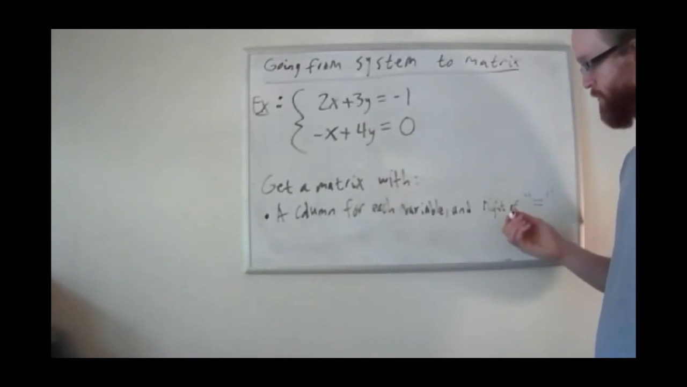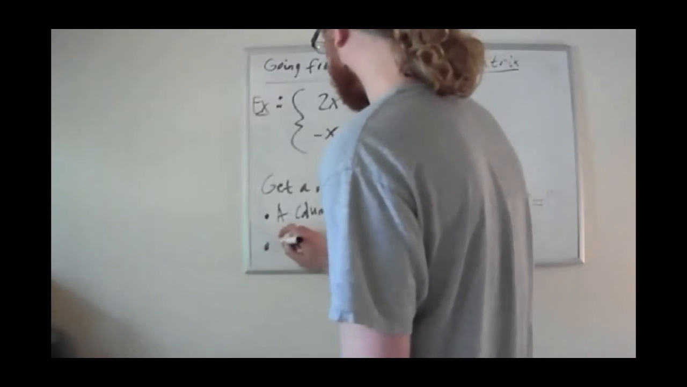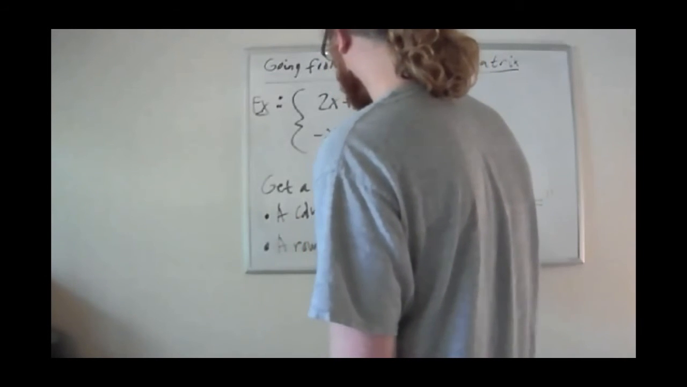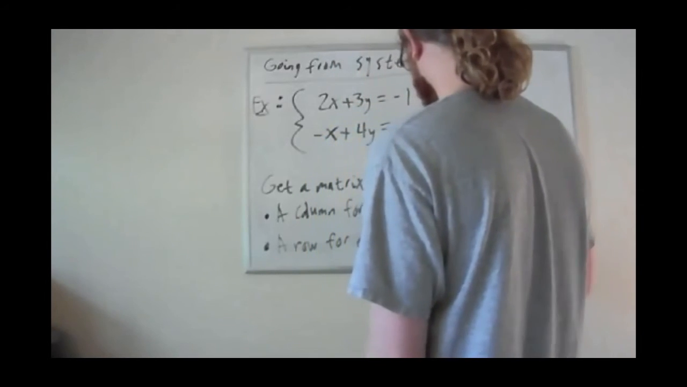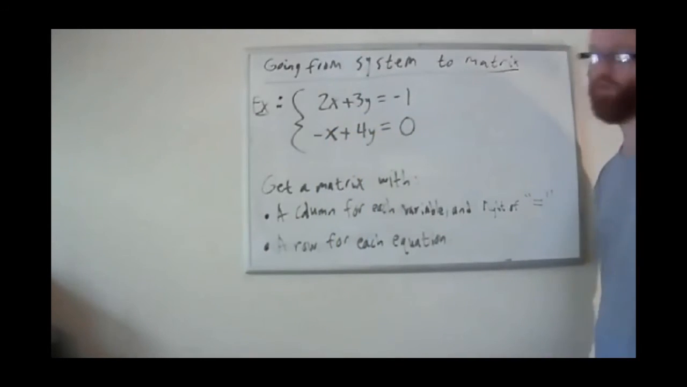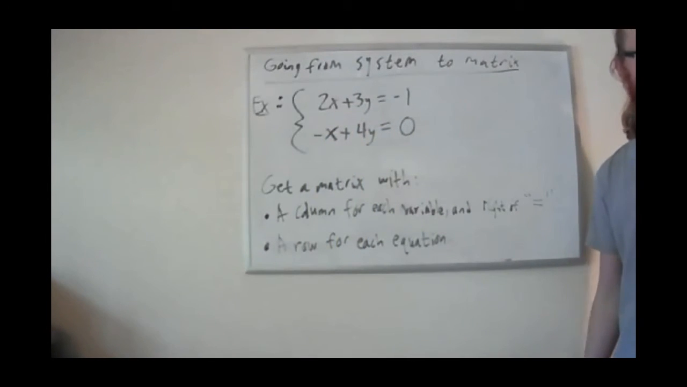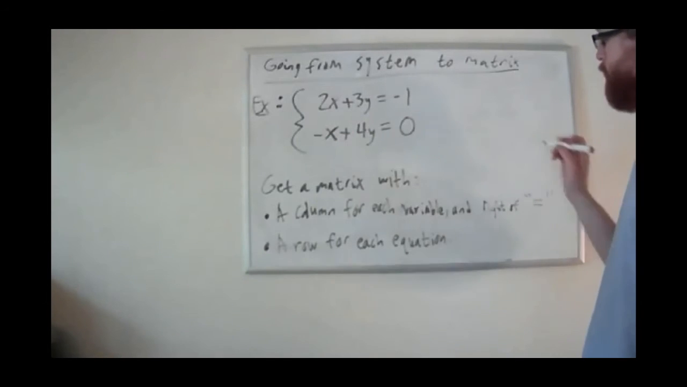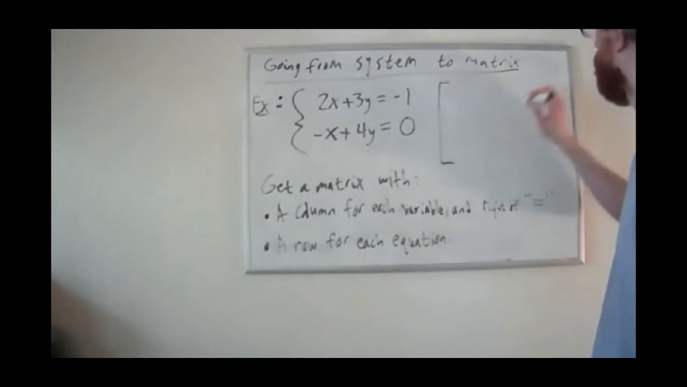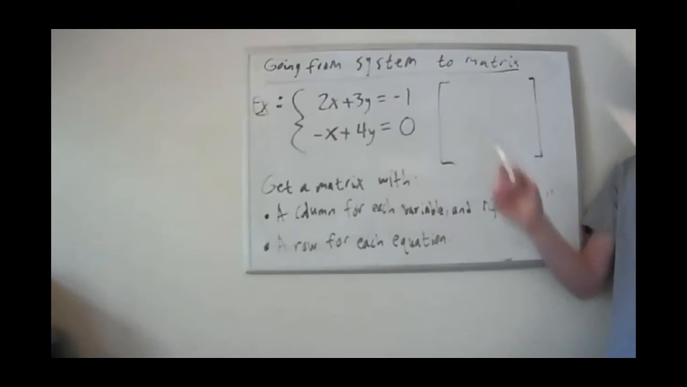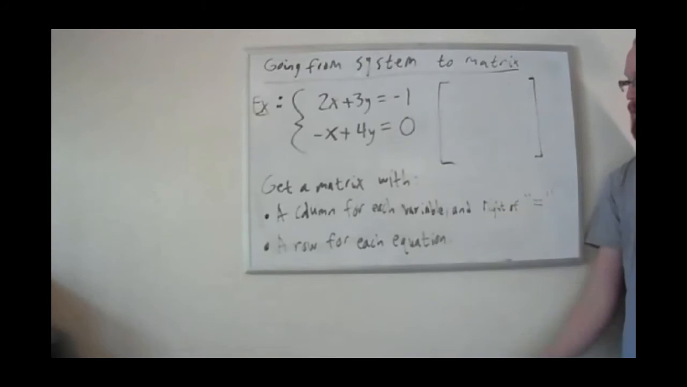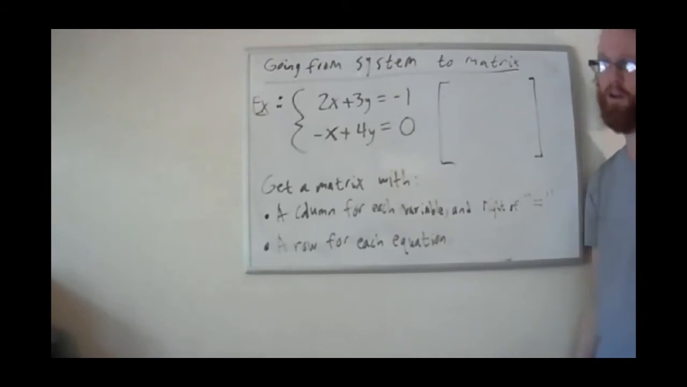So those are going to give us the columns of the matrix, and then I'm going to have a row for each equation. So each row will correspond to an equation. Okay. So to be explicit, let me show you how the matrix will go. I have a row for each equation. Since I have 2 equations, I'm going to have 2 rows. And for each column, there's going to be either a variable or what's to the right of the equal sign. So that gives me 1, 2, 3 columns. So I'm looking at 2 rows and 3 columns.